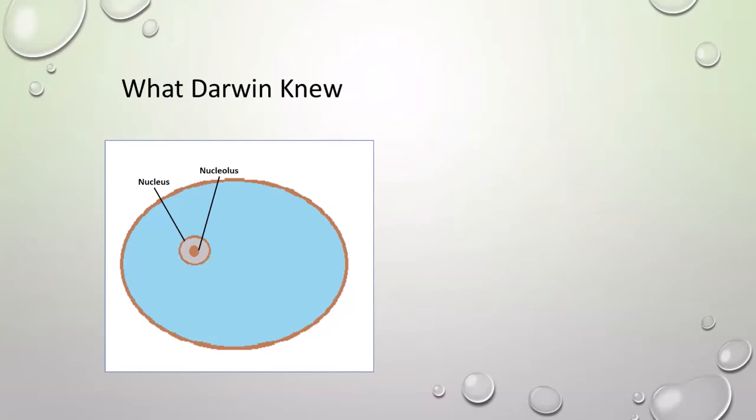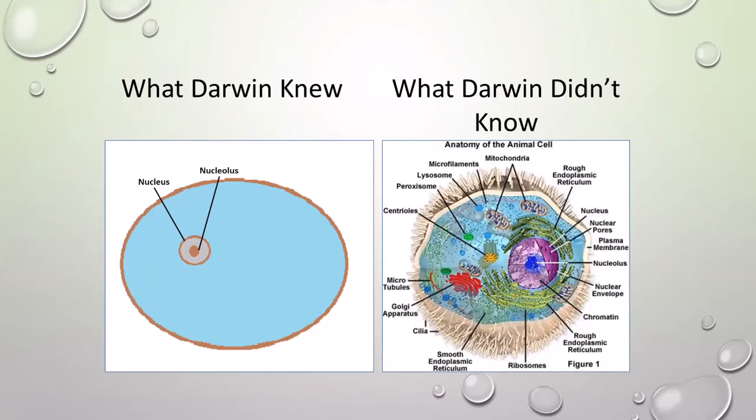Most of the information that we know now, and here's a diagram of what the cell, at least partially, looks like nowadays, most of this information was discovered within the past 50 or 60 years. So there was not a lot known when Darwin developed his theory of evolution.